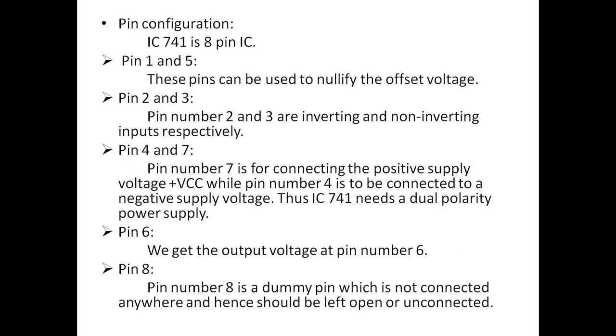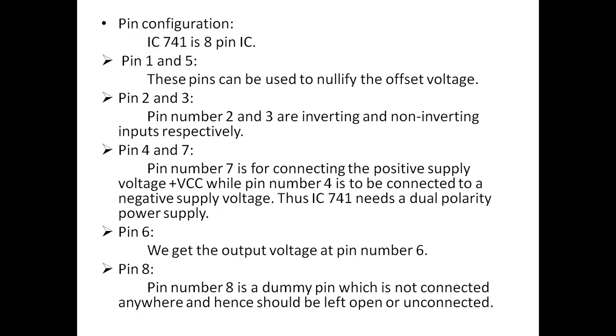So here we can see the pin configuration of the IC741, which has 8 pins. Pin 1 and pin 5 can be used to nullify the offset voltage, because there we are taking the null offset voltage. At pin number 2 and pin number 3, we can take the inverting and non-inverting inputs respectively. At pin number 4 and 7, we can give the power supply.